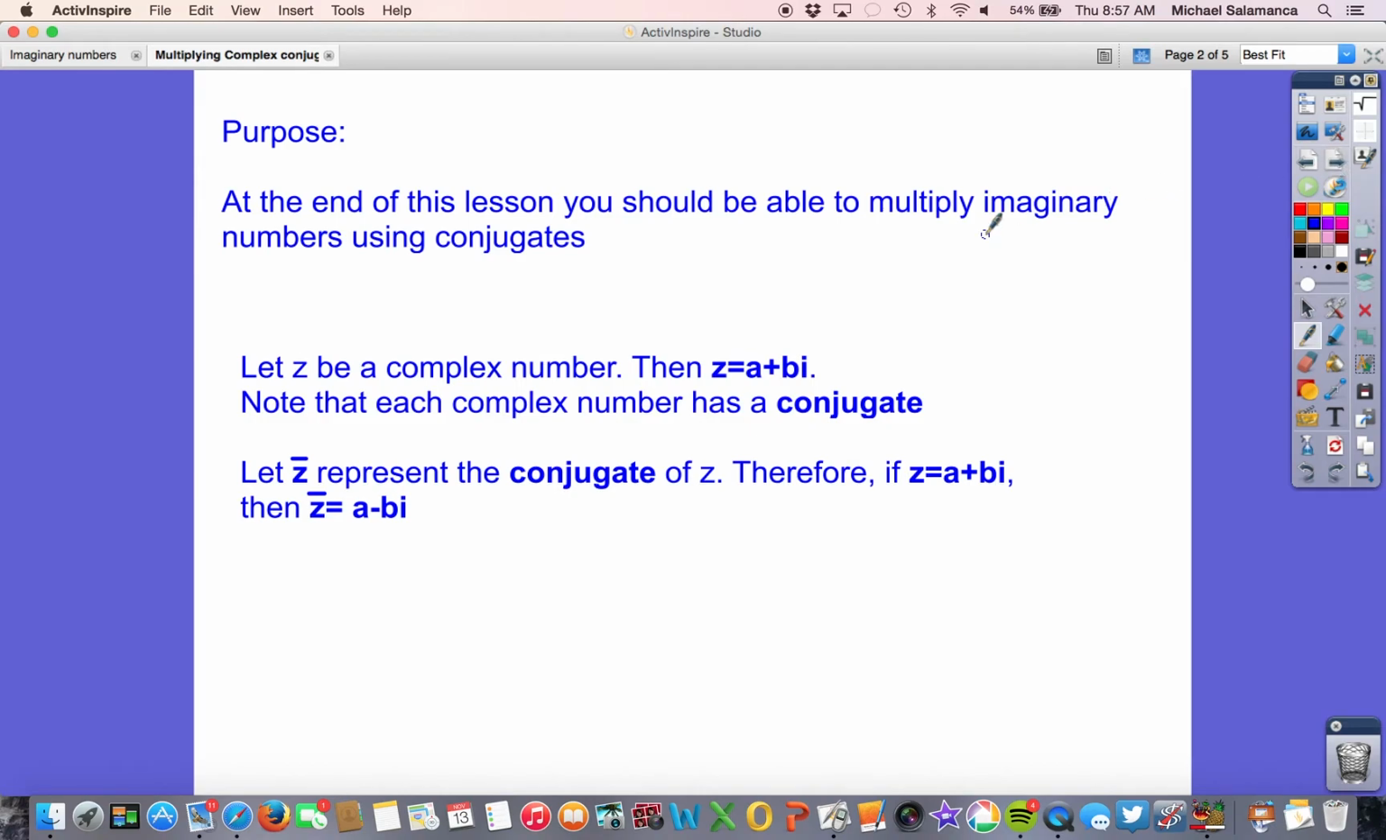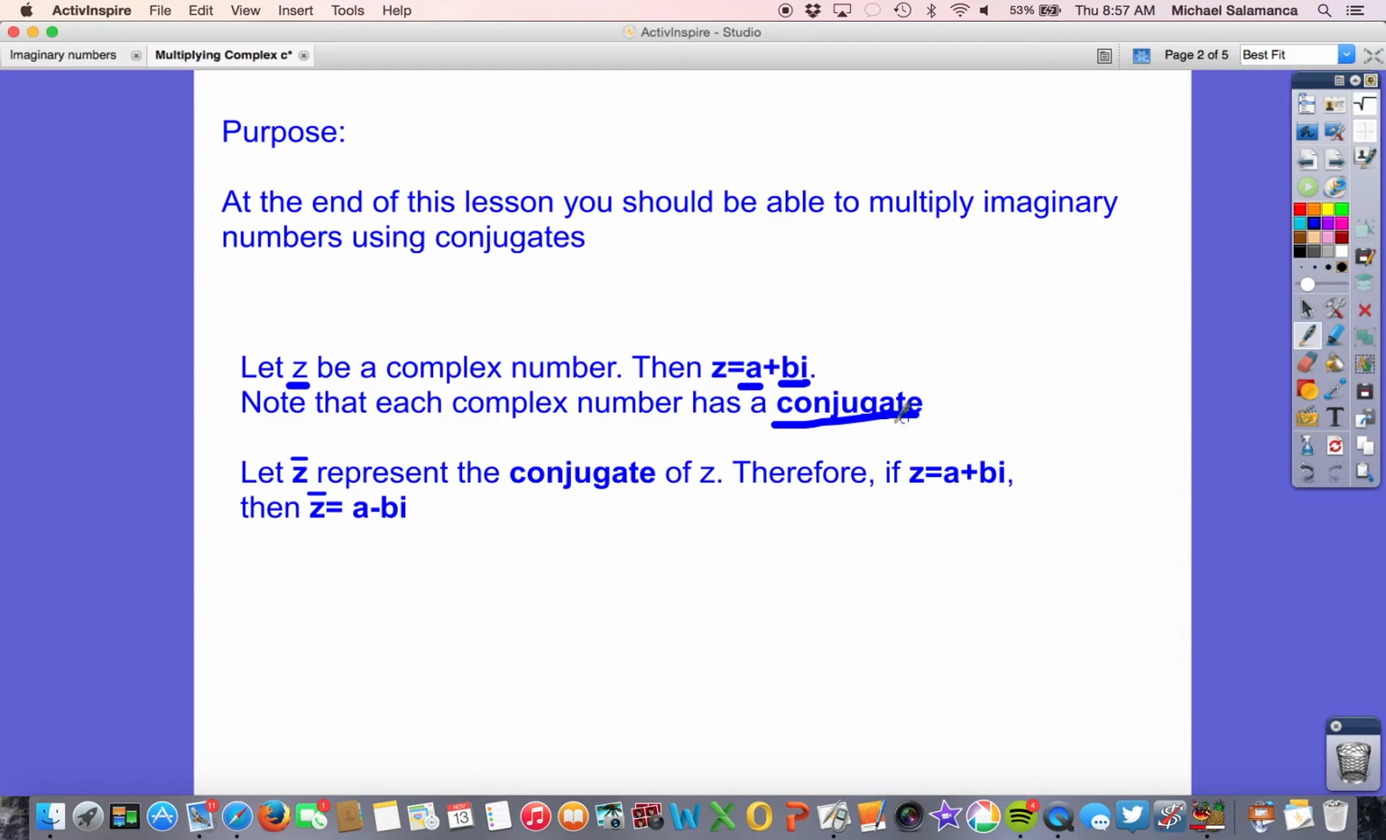So let's get started. First thing we want to talk about is letting z be a complex number. Now z is a complex number because it contains a real number a and an imaginary number bi. So that's why they're called complex numbers, because they have a real number and an imaginary number. So note that each complex number, though, has a conjugate. A conjugate means it comes with a pair.